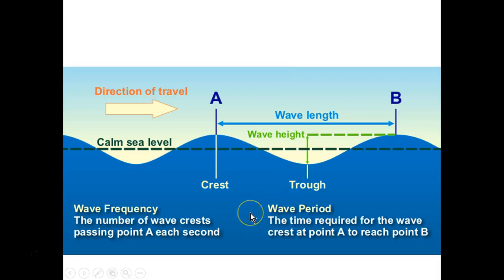For wave period, it would be the time required for the wave crest at point A to reach point B. Okay, so you can essentially say, okay, well, I see a wave crest at this point, and I'm going to start my timer, and I'm going to stop my timer when this wave gets here. Okay? So again, wave frequency is how frequent the waves are, how many are passing within a certain amount of time. Wave period is how long it takes for one wave to pass to where the previous wave was.